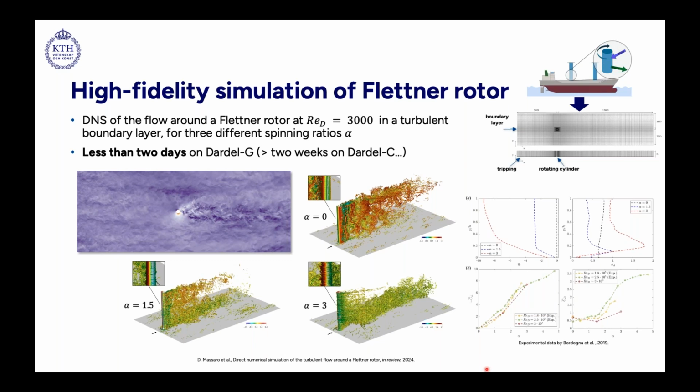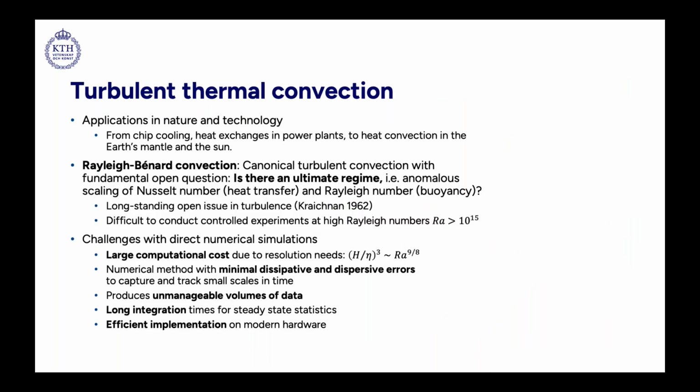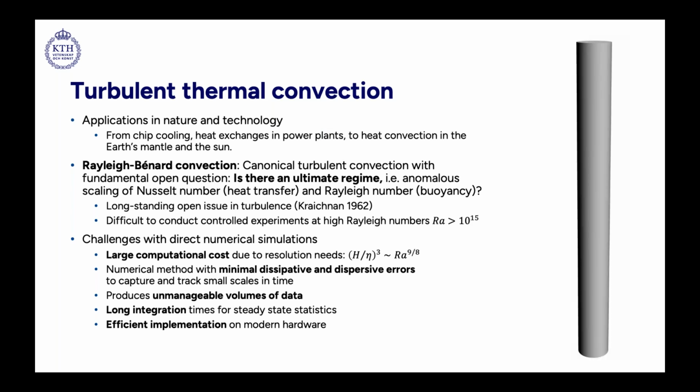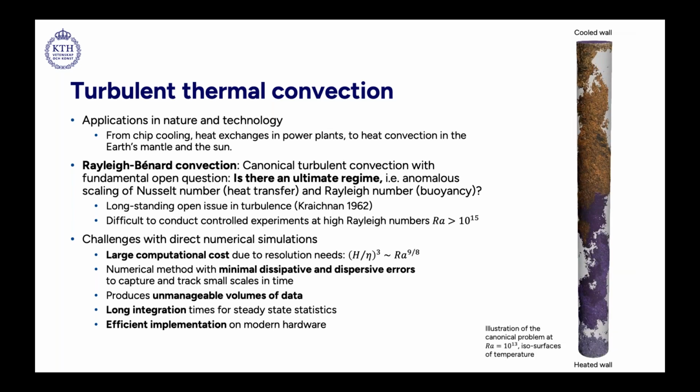So with good performance and interesting physics, we wanted to see if we can do something a bit more challenging, and we went into what is called turbulent thermal convection. What this means is that you have applications for this in everything from ship cooling to the convection inside the Earth's mantle and the sun. And what we studied here is a very canonical case called Rayleigh-Bénard. So basically you have a cylinder and you heat it at the bottom and you cool it at the top. And then you get convection cells going up and down like that. You can think of it as a simplified or very expensive lava lamp that you're running.